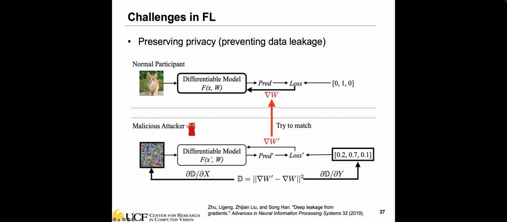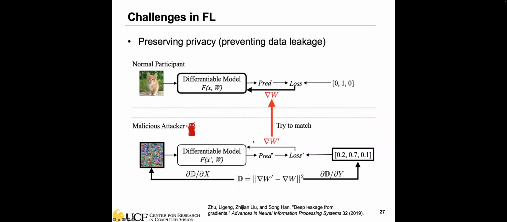So this is the normal participant. You have the data, you do the local training, and you share the model update. For a malicious attacker, the goal is to reconstruct some of the data of the local client. The way the algorithm works is by trying to match the gradient, because you have access to the gradient.